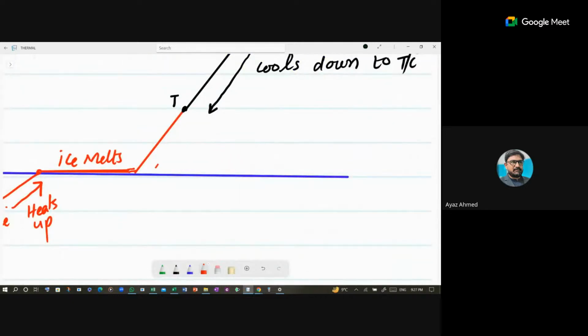Now cold water is heated up, because when the ice is melting, that water is cold water. So cold water heated up. Are you getting this point?